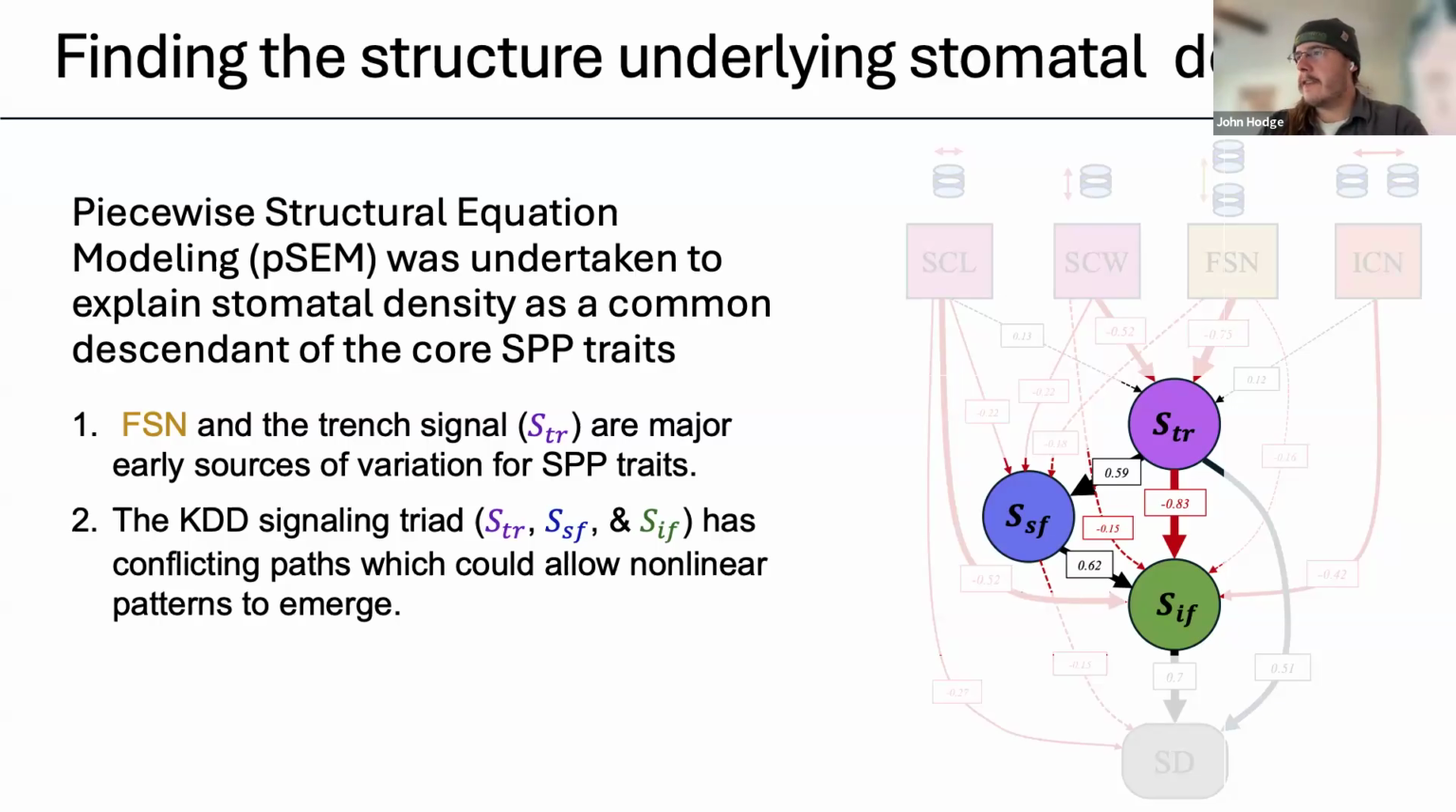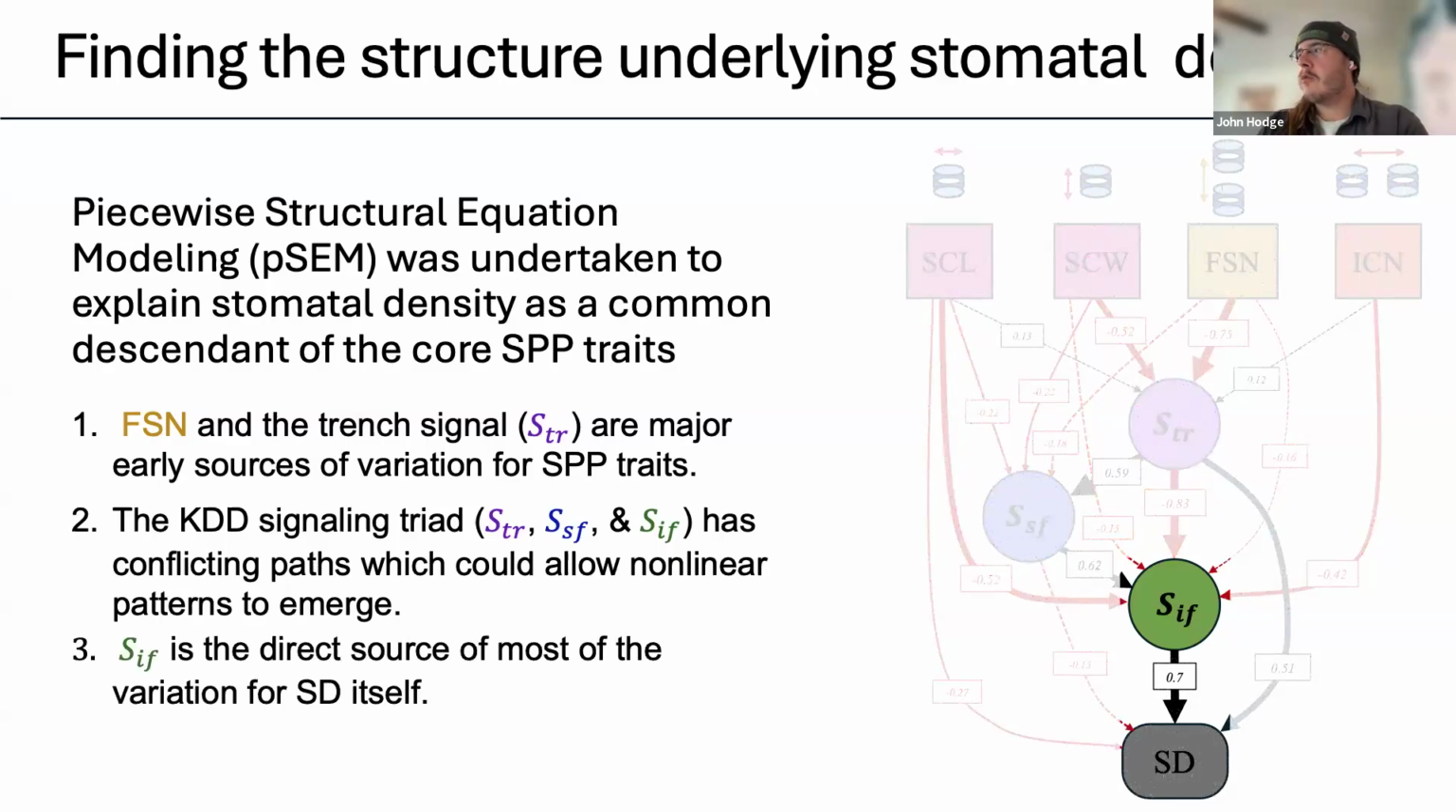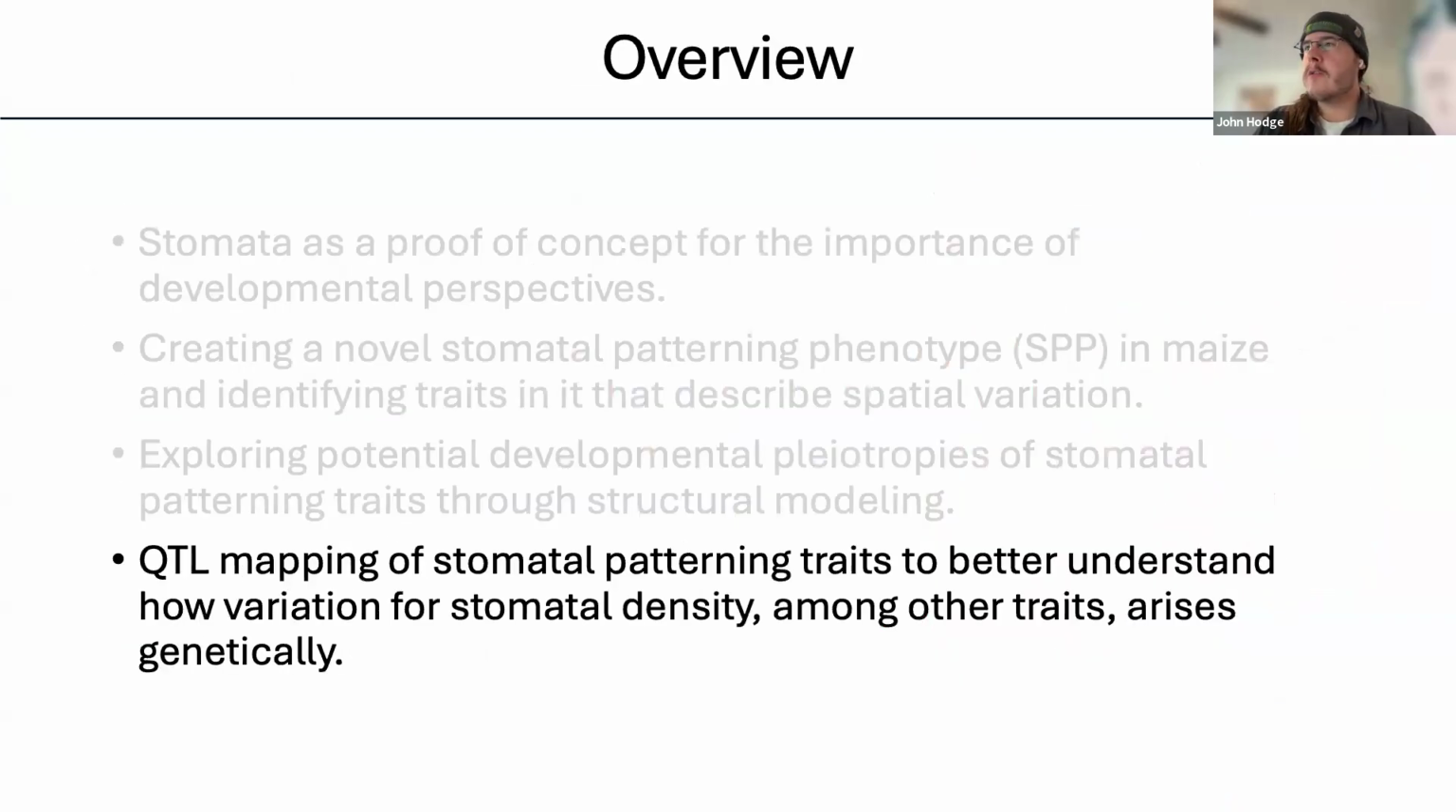Finally, once we get down to the in-file signal, it becomes really clear that the file system is a really important source of variation for explaining stomatal density. And so at this point, we have a pretty good idea how our trait space works. And this is a lecture series that is about genetics. So let's think about how some of these traits are actually layering onto the genetic map for this population.